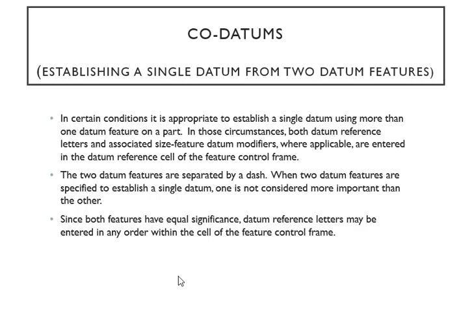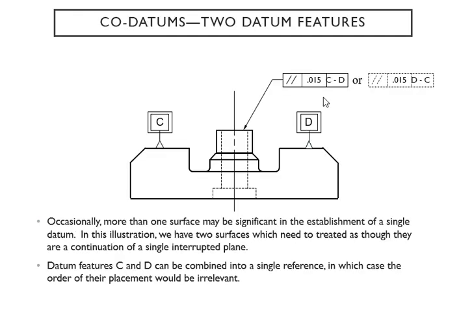So now, both features have equal significance. Your datum reference letters can be entered in any order, and we will use them within the cell of the feature control frame, meaning put them in one cell box. Don't separate them into boxes because they're equal to each other, important to the part.